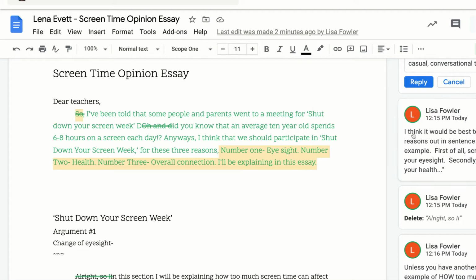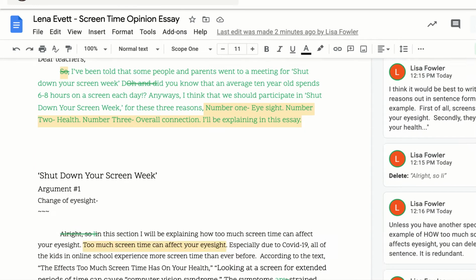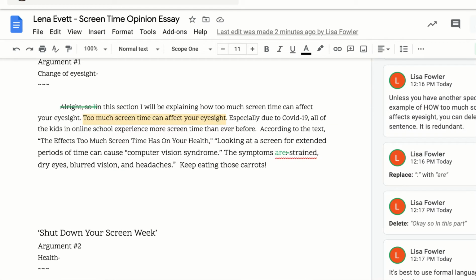So you can see in my comment here, I said, I think it would be best to write out the reasons in sentence form. For example, first of all, screens can affect your eyesight negatively. Secondly, screens can have an effect on your overall health, etc. So you want to make sure that instead of having phrases such as number one dash eyesight, you want to have a complete sentence that gives your reason.